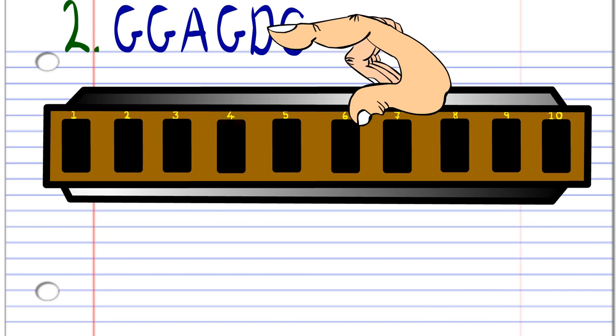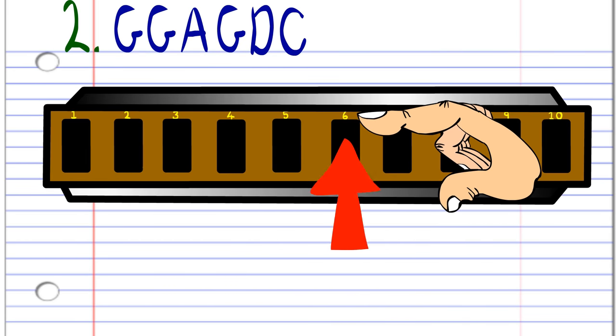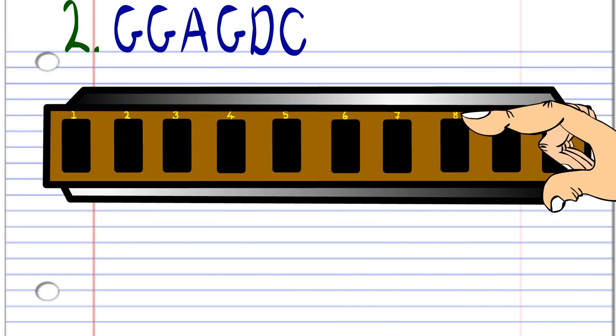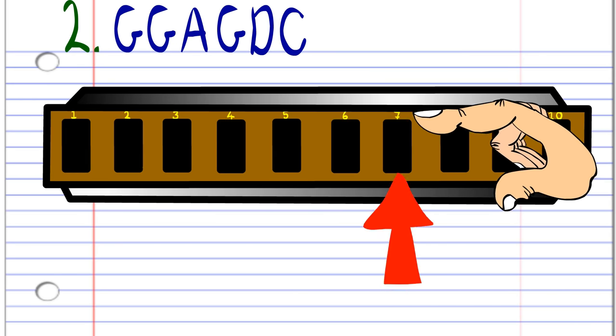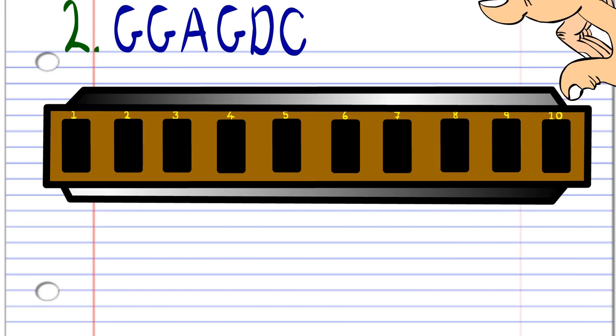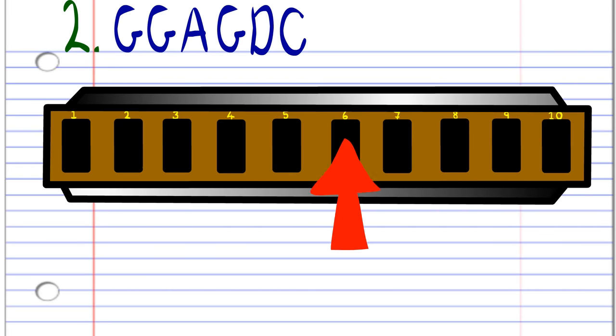For phrase two, blow into six twice. Then breathe in through six. Blow into six. Breathe in through eight. Then blow into seven. And practice this until you end up with something that sounds like this.